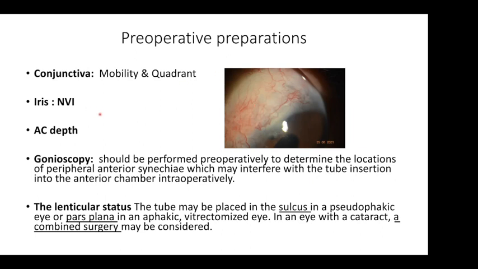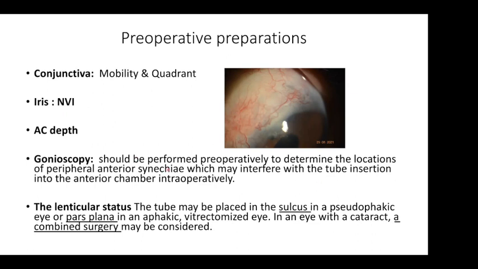Then I have a look at the iris, because in patients with secondary glaucomas like neovascular glaucoma, sometimes we inject at the same time as the valve procedure. We apply the valve and we inject anti-VEGFs. We look at the anterior chamber depth. If the AC is shallow, we do not put a tube unless you do cataract surgery at the same time, because you cannot leave the tube very near to the cornea. Otherwise, the cornea will suffer.